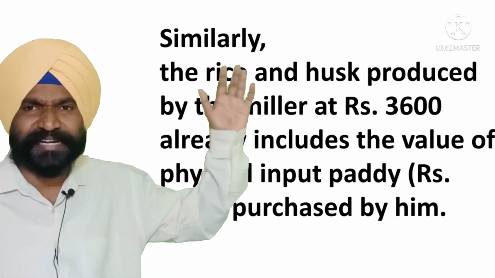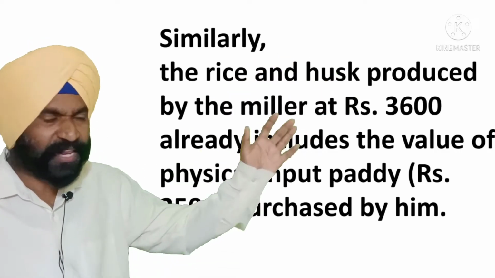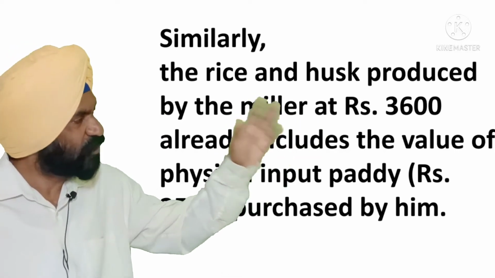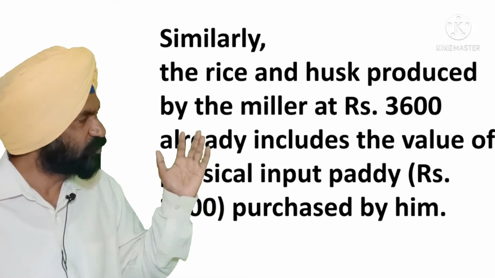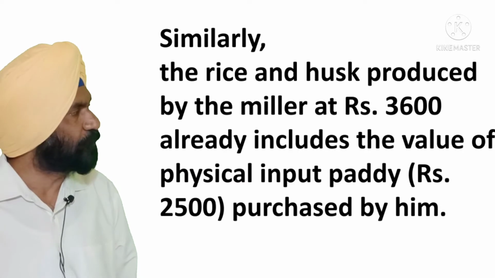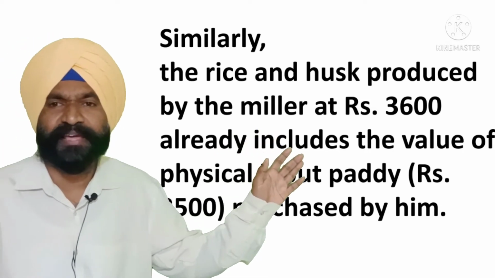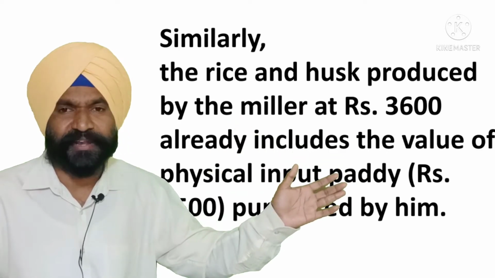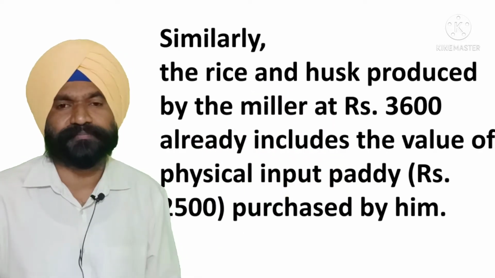Similarly, the rice and the husk produced by the miller at rupees 3,600 already include the value of the physical input paddy, that is rupees 2,500, purchased by him. So he has already paid the value of the input paddy, 2,500, to the farmer.